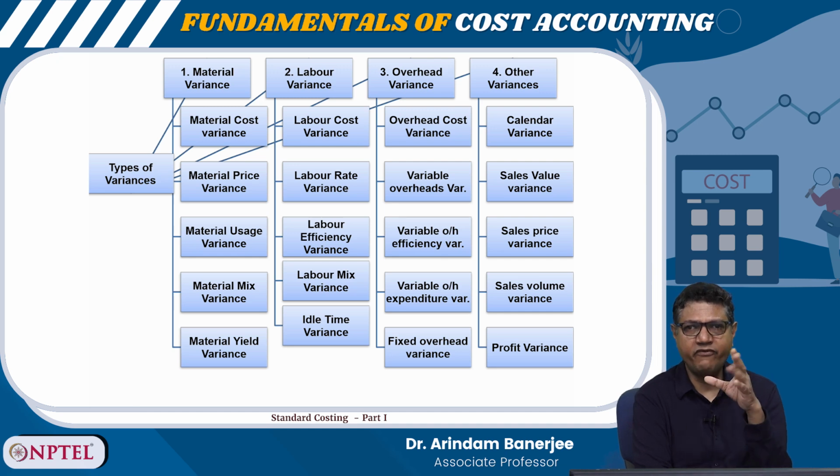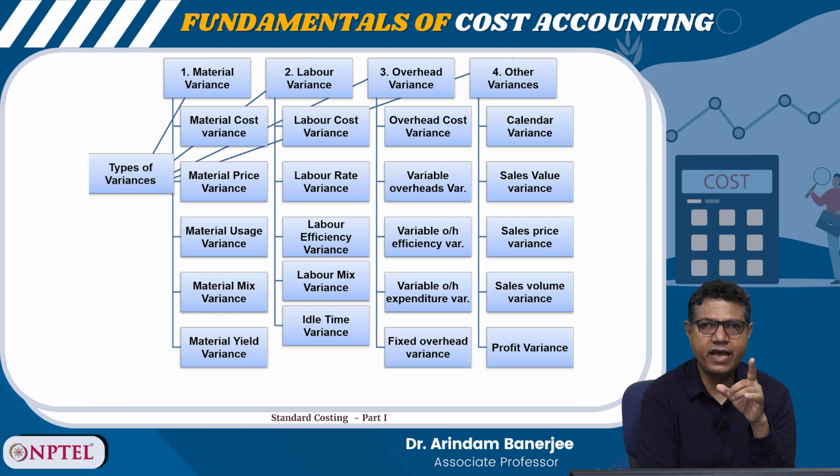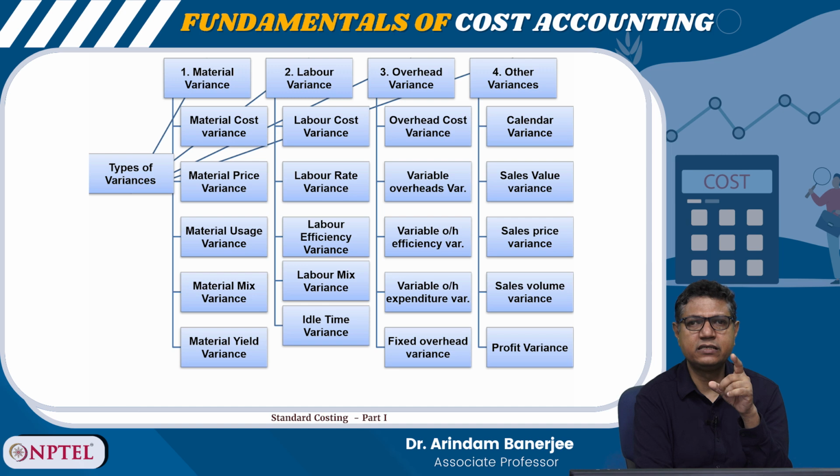So, types of variance. We will discuss primarily these variances, briefly. We start with the first one, the material variance. Material variance includes material cost variance, material price variance, material usage variance, material mix variance and material yield variance.